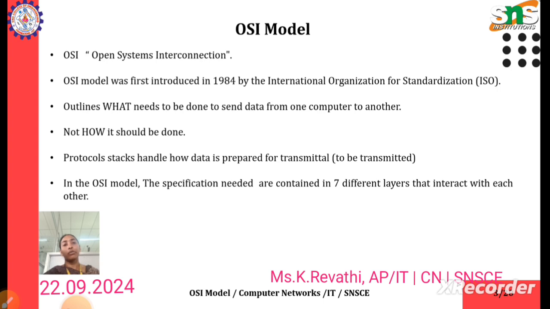It outlines what needs to be done to send data from one computer to another, and not how it should be done. Then the protocol stacks handle how data is prepared to be transmitted from one device to another device. In the OSI model, the specifications needed are contained in 7 different layers that interact with each other. Let us see the 7 layers one by one in the upcoming slides.